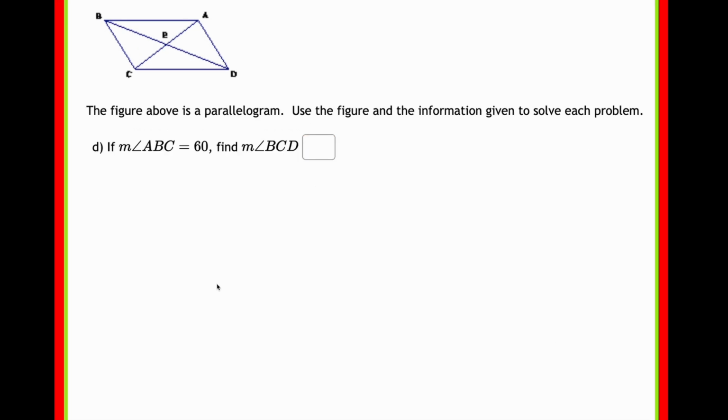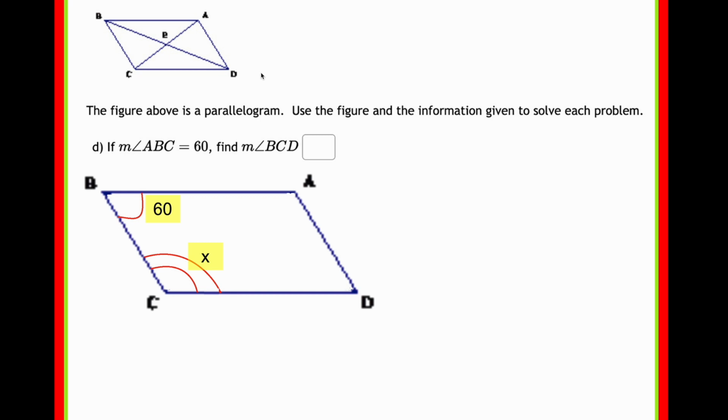Letter D. If the measure of angle ABC is 60, find the measure of angle BCD. Again, here's our parallelogram, ABCD. Let's go ahead and expand it and fill in the information we know. We know that angle ABC is 60, and the measure of angle BCD, remember the middle letter is the vertex right here, BCD, which I labeled as x.